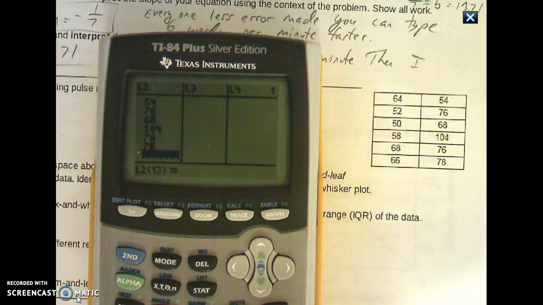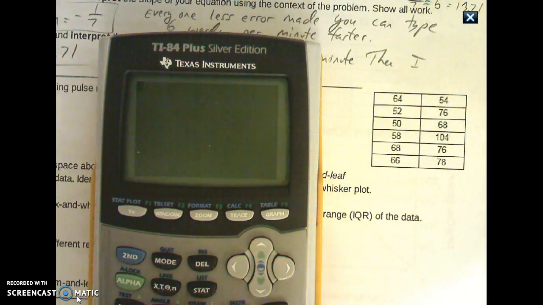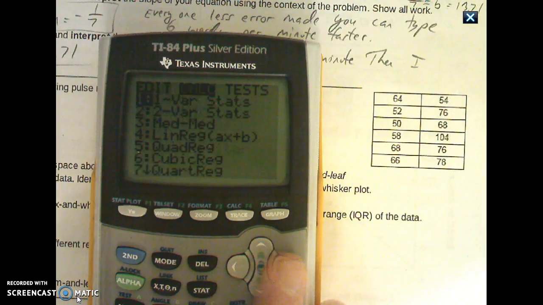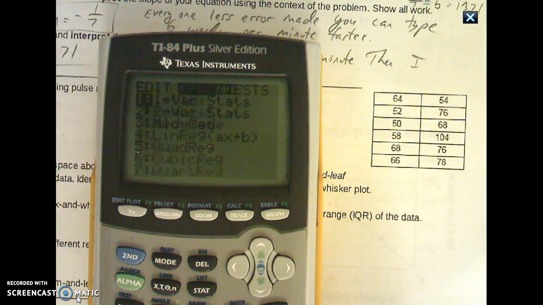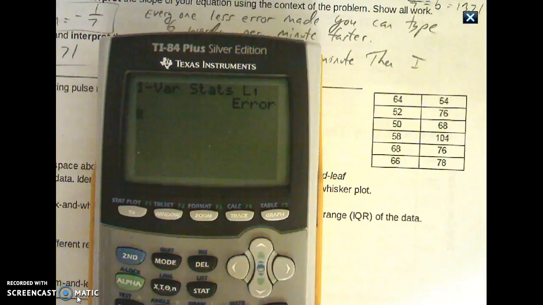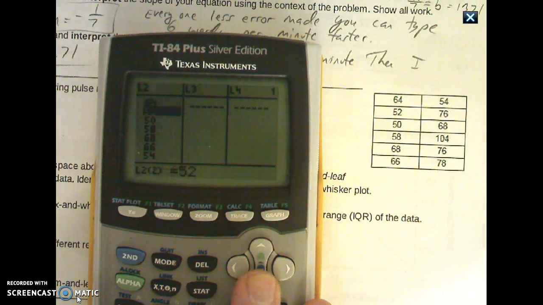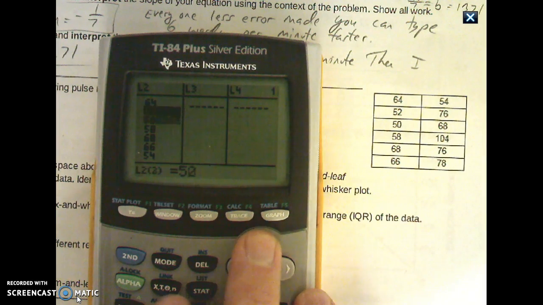All my numbers are in. Second, quit. I'm going to hit the Stat button again. Go to the right. One variable stats. Enter, enter, enter, enter. Now this gives me a good opportunity. I'm going to go back to check out what I typed in. 64. Oh, see what happened here? That was an L2.